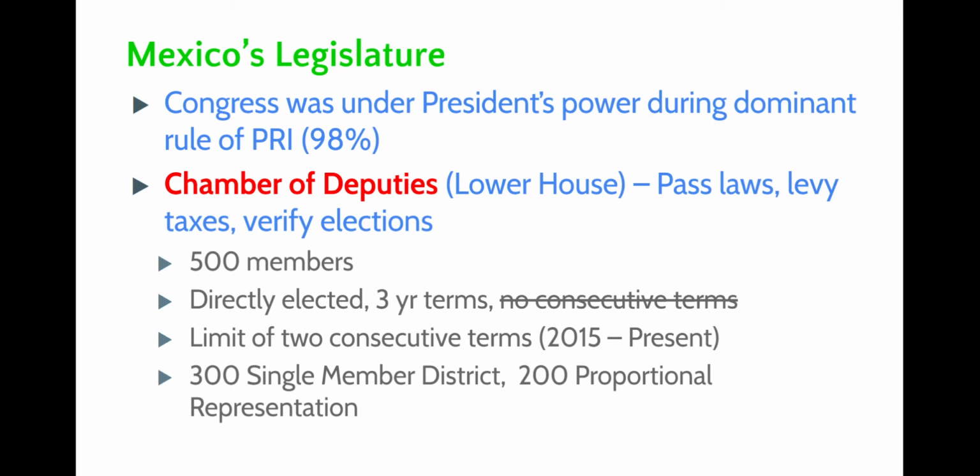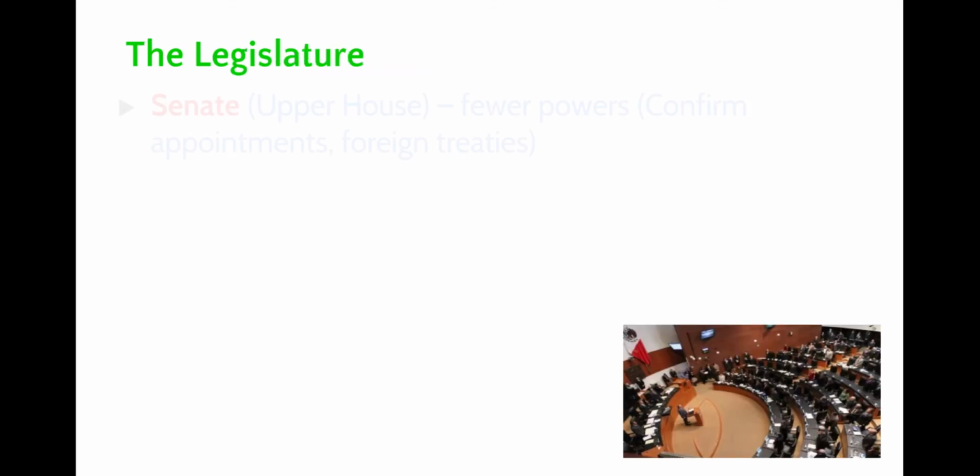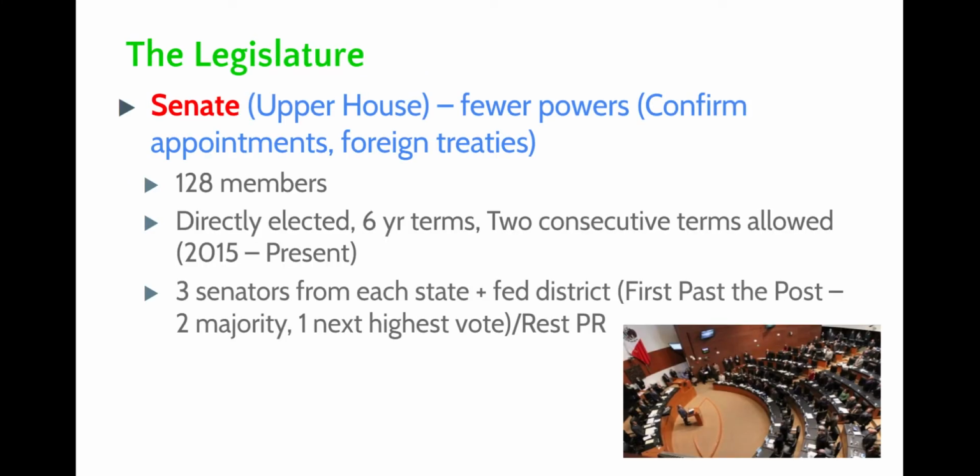And then they delegate 200 of their seats in the Chamber of Deputies based on the proportion that each political party gets in the national vote. So we will talk a lot about the difference between first past the post and proportional representation in a separate video. All right, going on to the Senate.